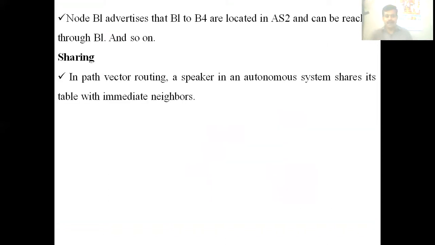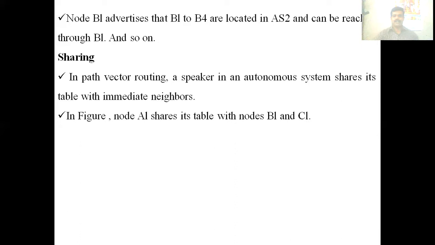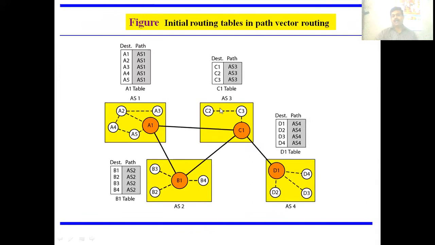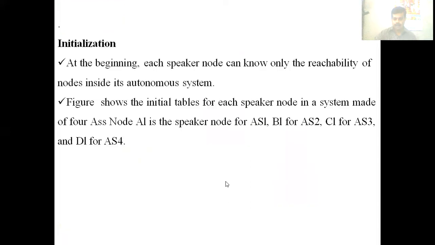Next is sharing. In path vector routing, a speaker in an autonomous system shares its table with its immediate neighbors. Node A1 shares its table with B1 and C1. Node C1 shares its table with D1, B1, and A1. Node B1 shares its table with C1 and A1. Node D1 shares its table with C1. These are the neighboring autonomous systems.